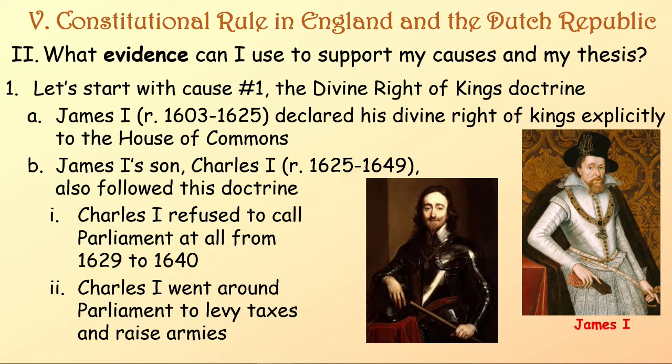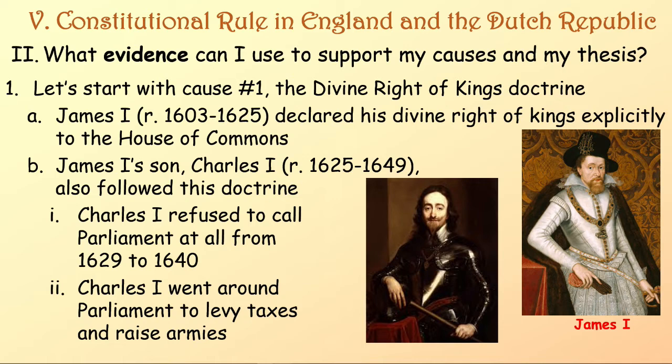So what evidence can I use to support my causes and my thesis? Well, let's start with cause number 1, the divine right of kings doctrine. James I, who ruled from 1603 to 1625, declared his divine right of kings explicitly to the House of Commons. And James I's son, Charles I, who reigned from 1625 to 1649, also followed this doctrine.